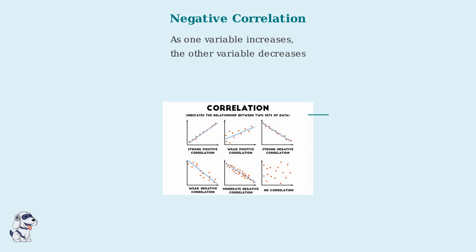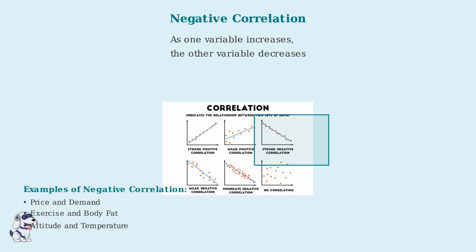Looking at the negative correlation examples, we see downward trending patterns. The strong negative correlation shows points forming a clear downward line, while the weak negative correlation shows a downward trend with more scatter. Examples of negative correlation include price and demand. As prices increase, demand typically decreases.